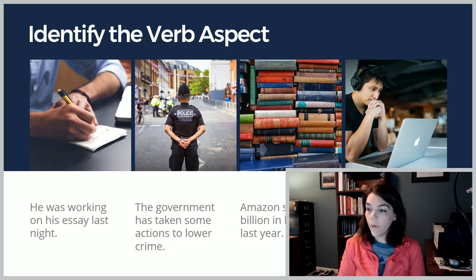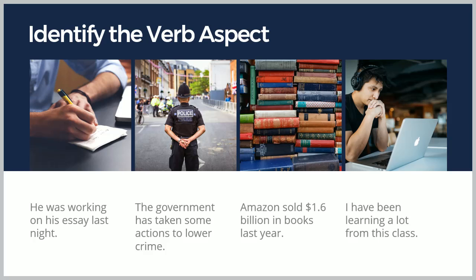All right, so here are 4 examples. Let me make myself go away. Pause the video here and see if you can first find the verb and second, identify the aspect. So pause here. All right, here we go.